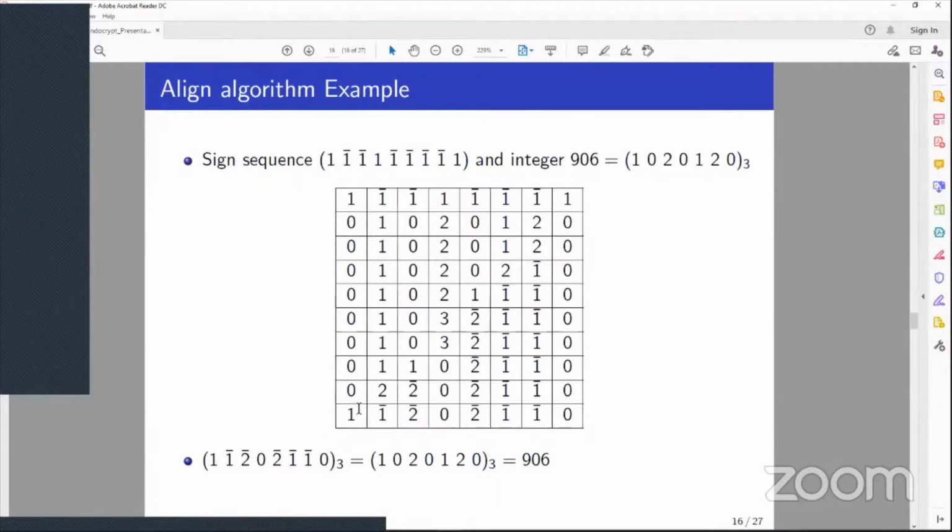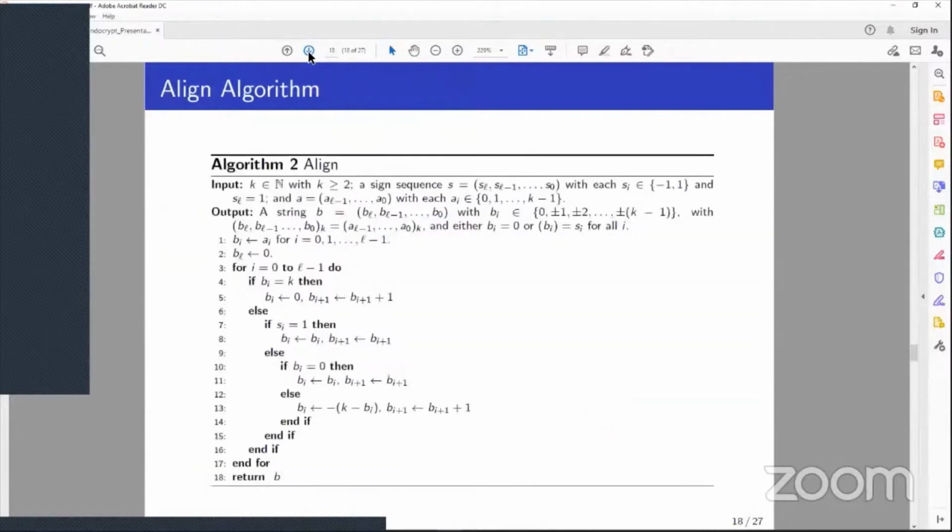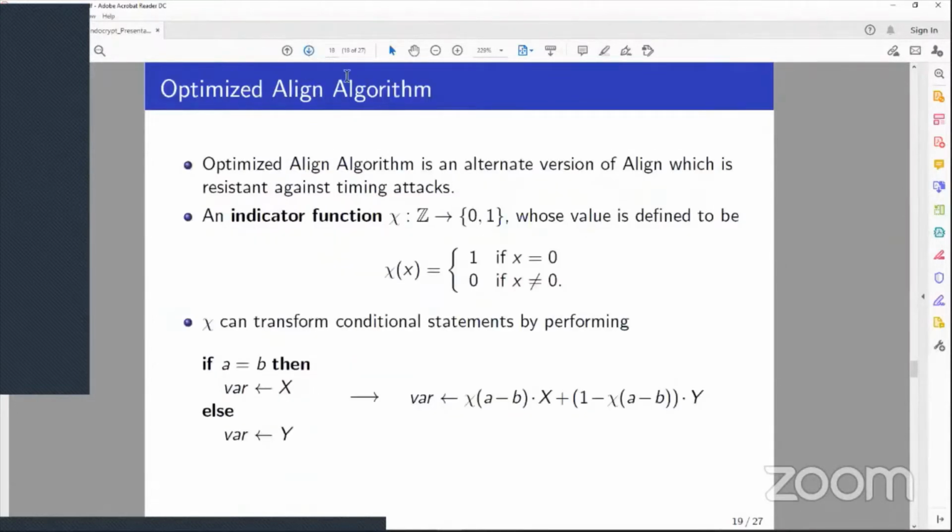At the end, you can see that whatever the outcome is, it agrees with the sign. That means if the sign is positive, the entry is either 0 or positive, and if it is negative, it follows the negative. That's how we recode the scalars. This is our align algorithm. There were many if conditional statements, so we replace them by this function and get a regular structure of the algorithm.